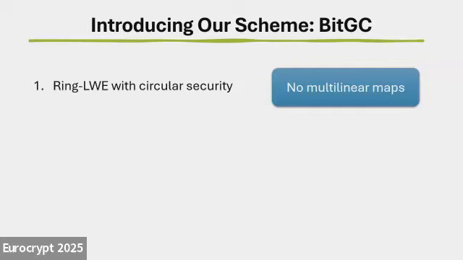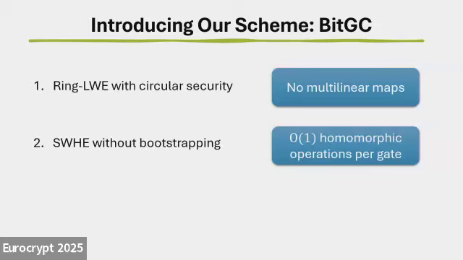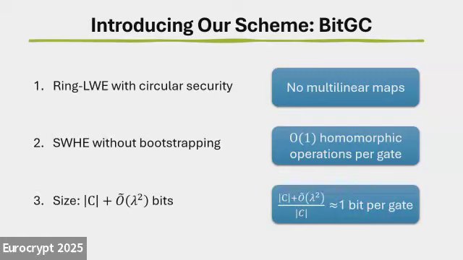Concretely, we use ring LWE with circular security as the assumption. And we use a special somewhat homomorphic encryption, where we only need a constant number of polynomial ring operations per gate. And the communication size is a single bit per gate, as I said in the title.